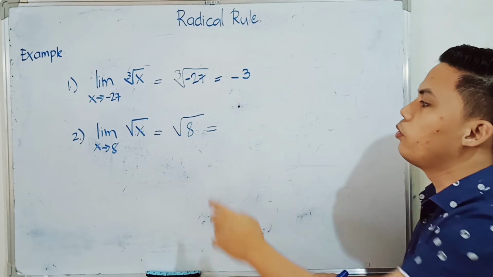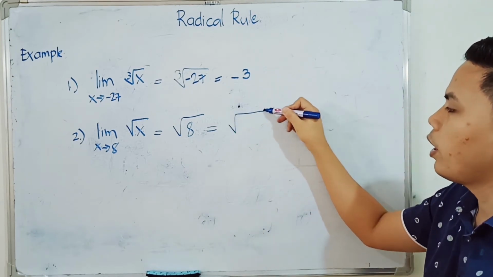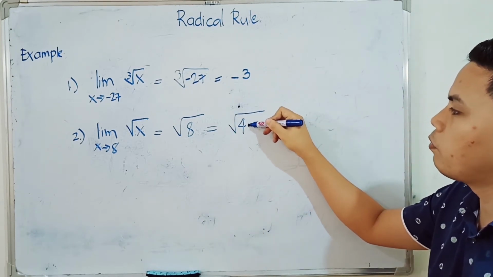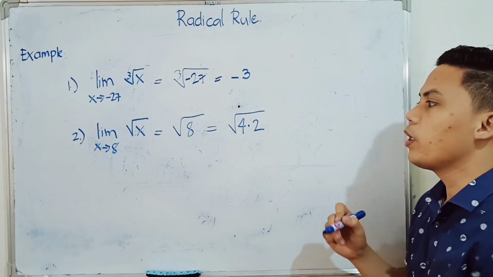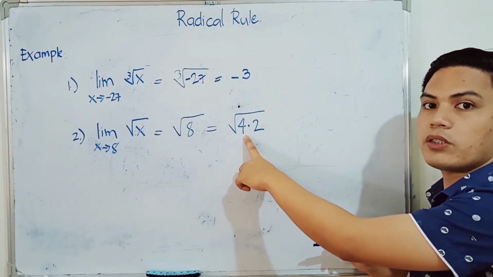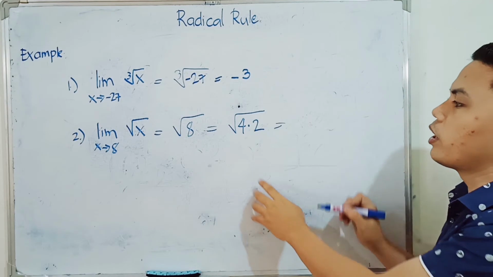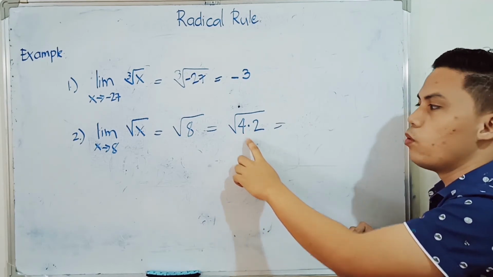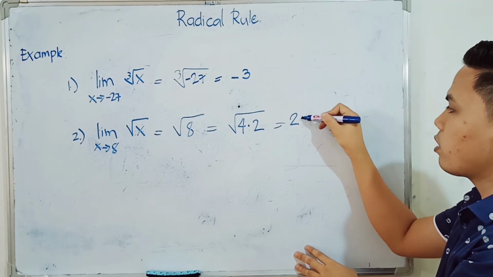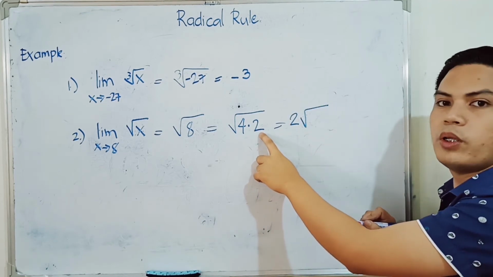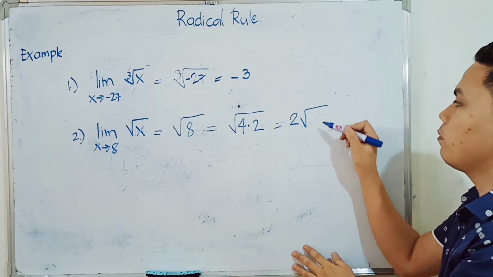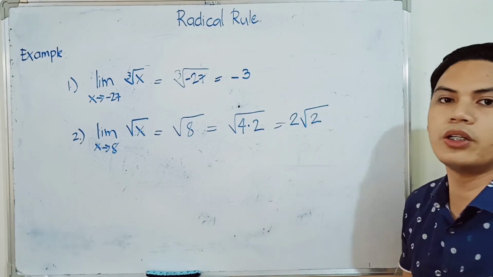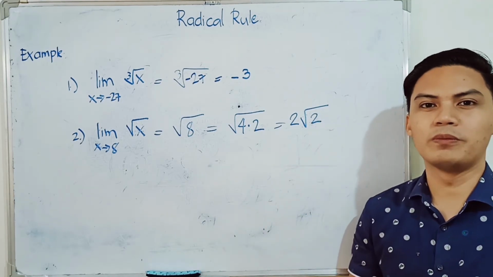So, all we need to do is to get yung factors ni 8. Yung factors niya would be 4 times 2, right? In which yung first factor niya is a perfect square. So, pwede natin i-extract yung perfect square. Yung square root of 4 will become 2. So, ilalagay natin, extract na natin siya. Then, 2 will remain inside the radical sign. So, the final answer is 2 square root of 2.